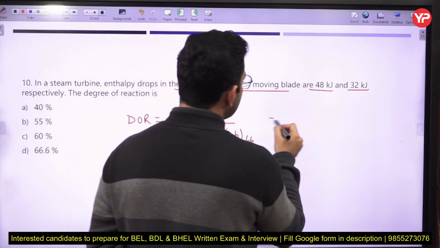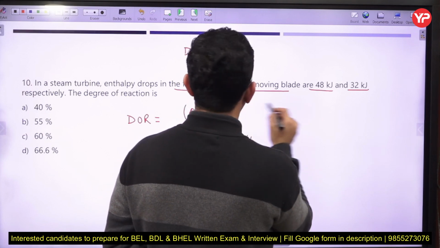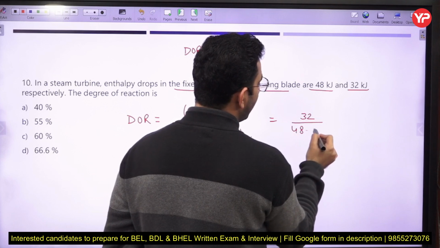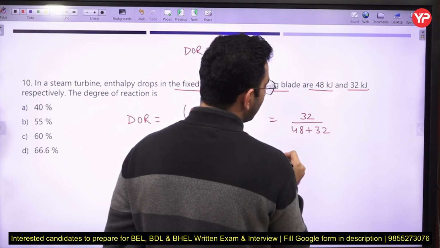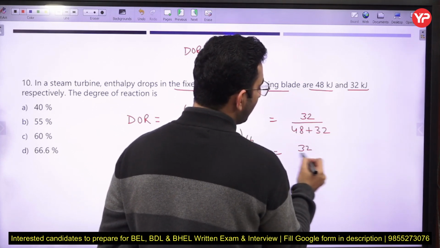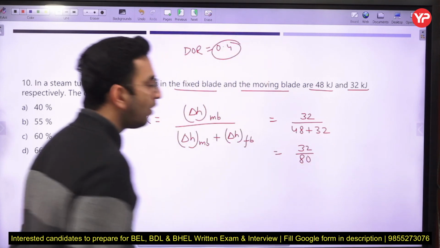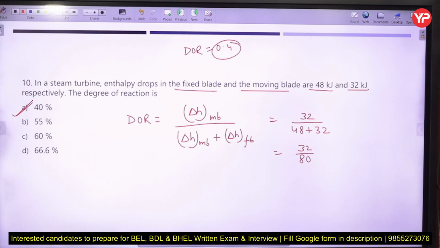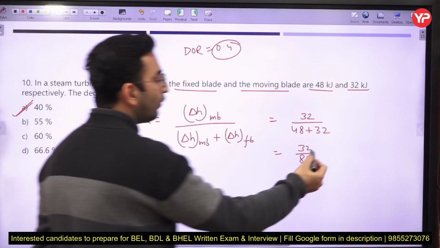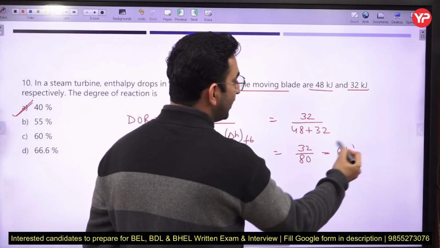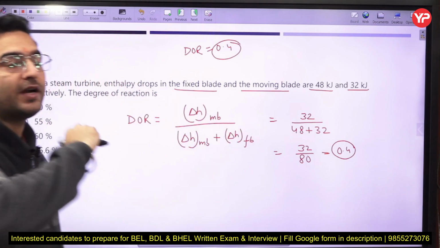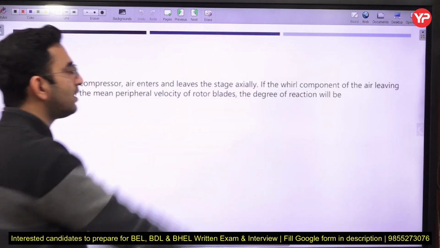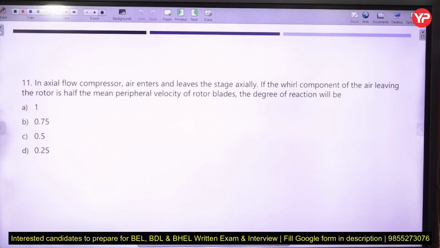So here in this case, the degree of reaction can be calculated as 32 divided by 48 plus 32. Okay, so that is how you can calculate the value of degree of reaction. So here you can see how much option you are getting. You are getting the answer as 40% here. Okay, so that means 40% of the total enthalpy change is basically taking place in the moving blade, and the remaining 60% enthalpy change is taking place in the fixed blade here. Okay, so option number A is going to be the answer of this question here.